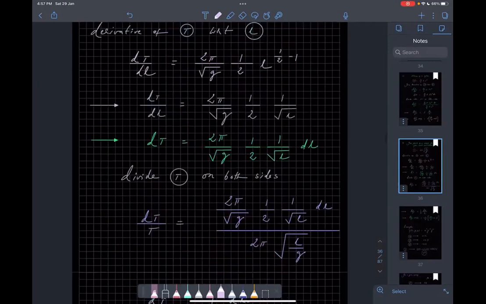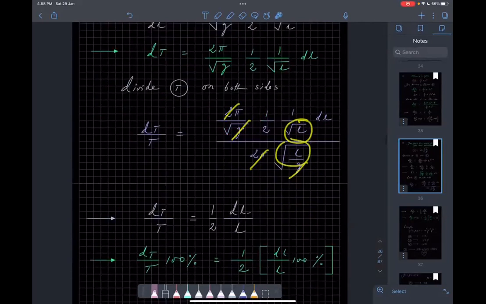And then I'll divide by t on both sides. Here also t, there 2 pi into under root L by G. So here 2 pi will cancel. Root G will cancel. And this root L into root L will become L. So it is half into dl by L. Clear?